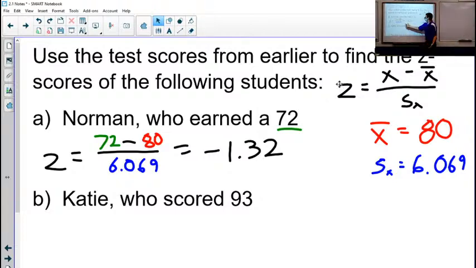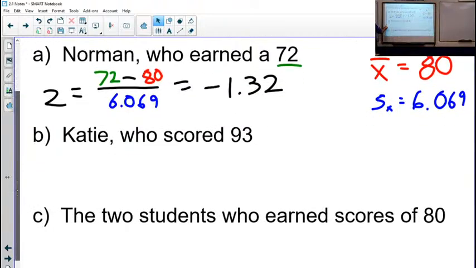One standard deviation would be 6.069, so about 6. So about 6 would be one standard deviation away. 72 is 8 below the mean, so a little bit more than that. That's how we get the z-score being about negative 1.32. So you can start to build that estimate for about what your z-score is going to end up being. So go ahead and calculate these other z-scores.